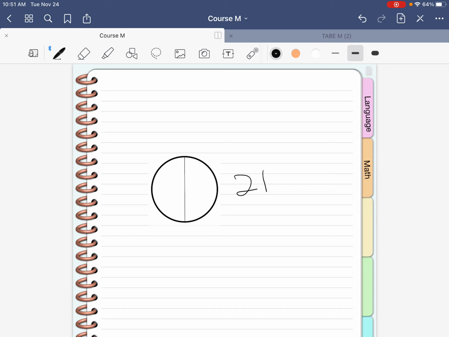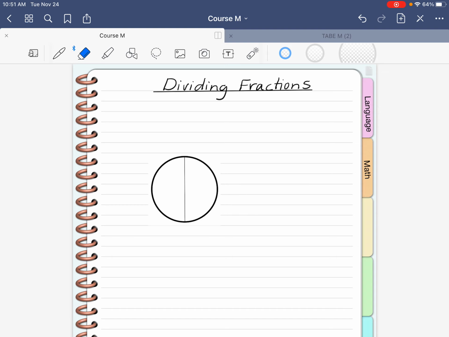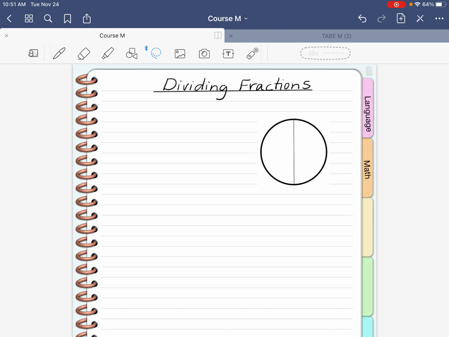So you will need a clean sheet of paper in your notebook, and then we're going to title this Dividing Fractions. You need memory piece number 21, which is just a circle with a half line on it. So if you find that one, you can go ahead and stick that one down on your paper.